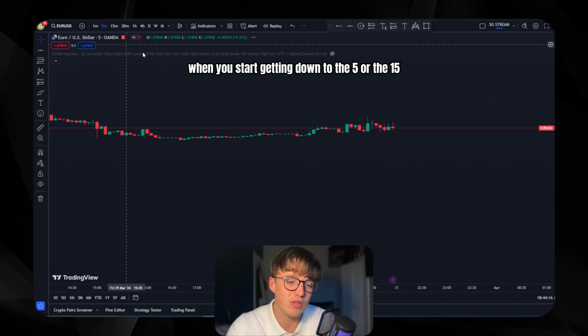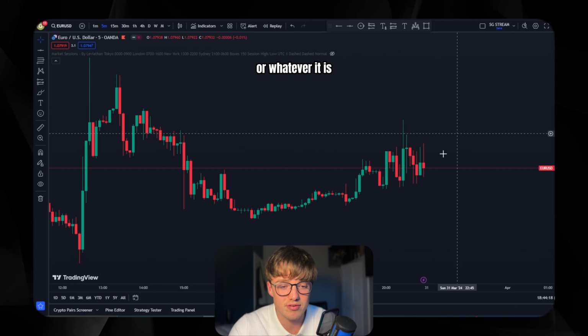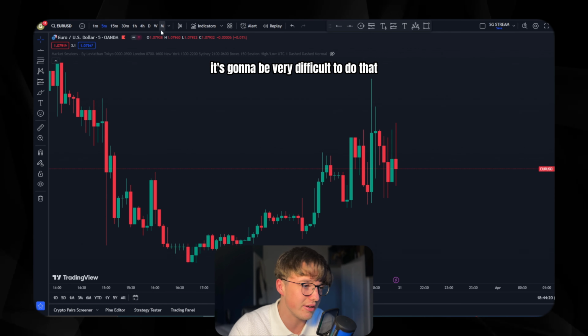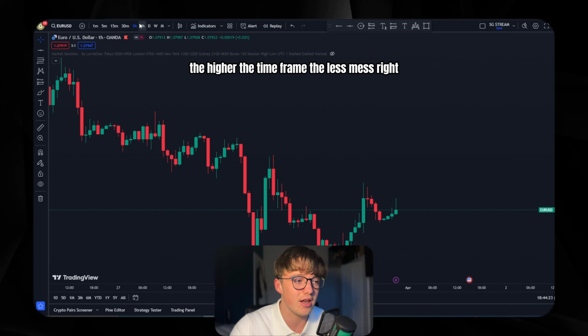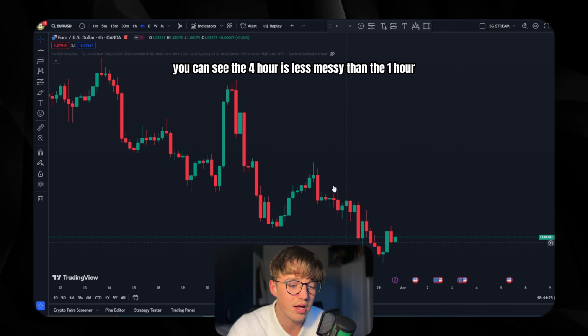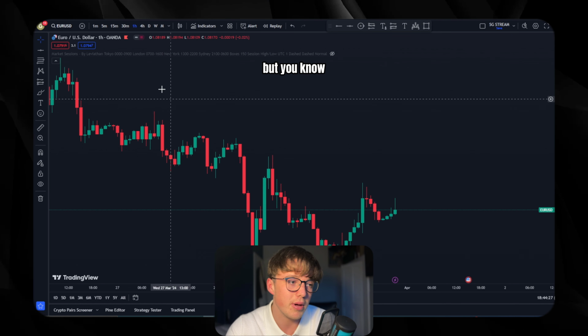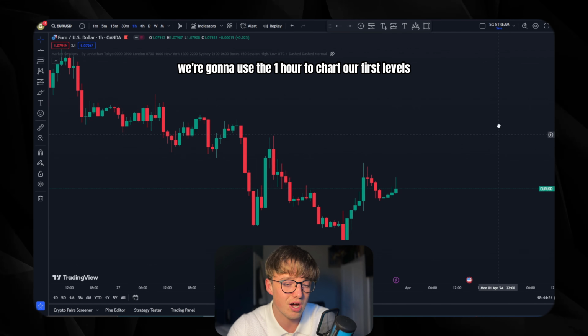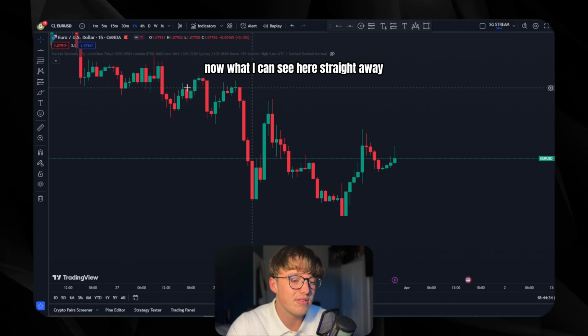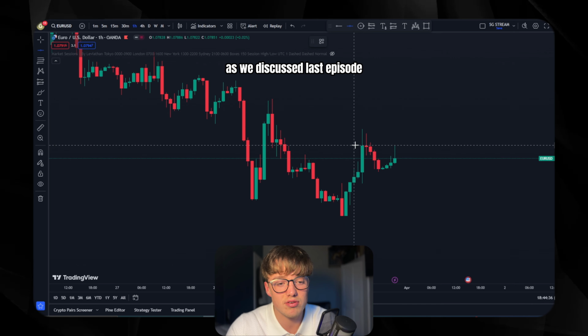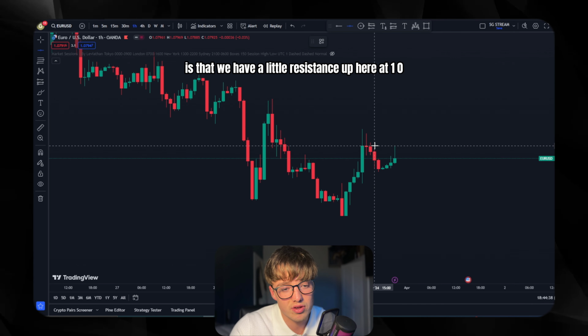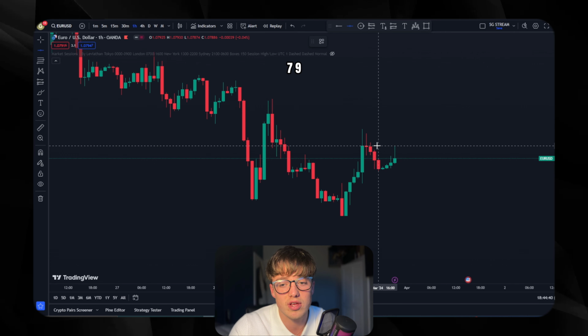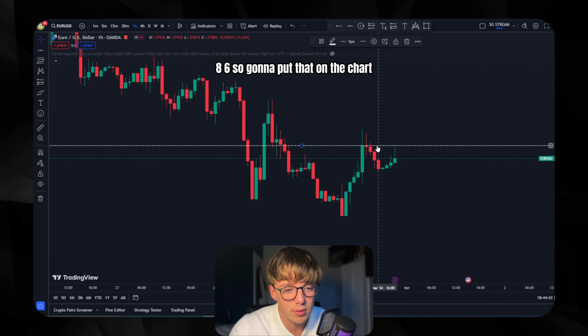When you start getting down to the 5 or the 15 or whatever it is, look at this, it's just completely messy. It's going to be very difficult to do that. The higher the time frame, the less mess, right? You can see the 4 hour is less messy than the 1 hour, but the 4 hour closes a little too infrequently for us, so we're going to use the 1 hour to chart our first levels. Now, what I can see here straight away, as we discussed last episode, is that we have a little resistance up here at 107,986. So we're going to plot that on the chart.